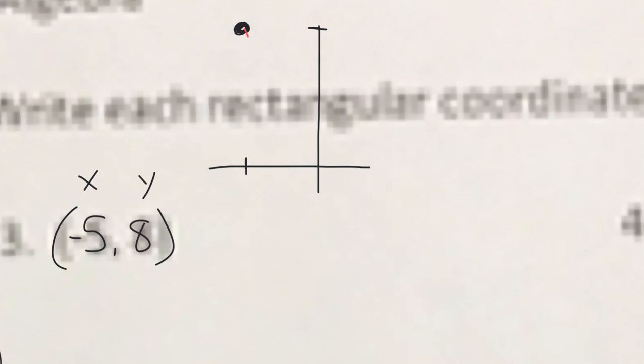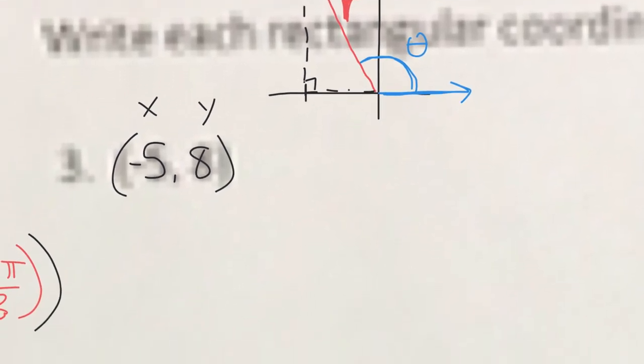We're going to try and find the radius and the angle formed with the positive x-axis. Okay, that's the two things that we need. The radius of your line, aka the hypotenuse of a right triangle. And we're going to find the angle formed with the positive x-axis. That's important to understand, that it's the angle formed with the positive x-axis.